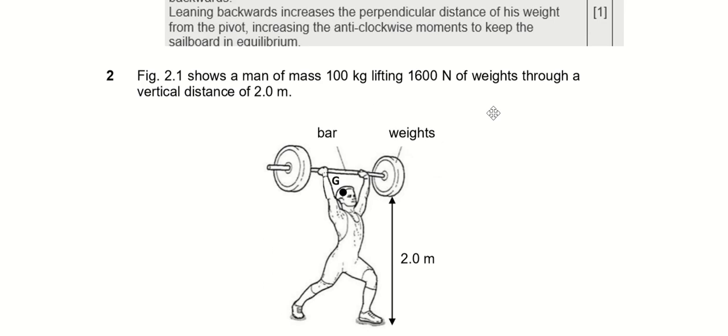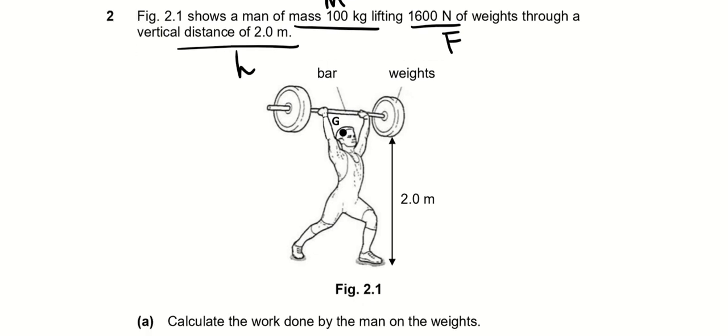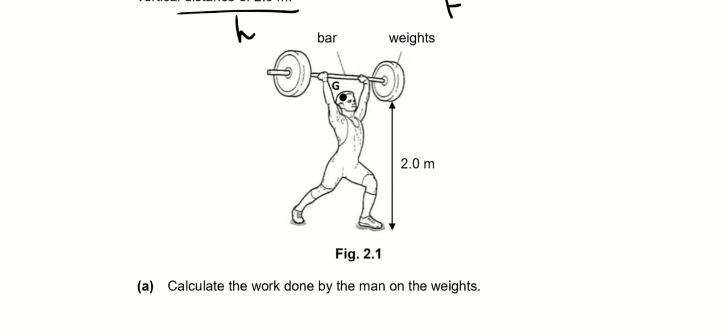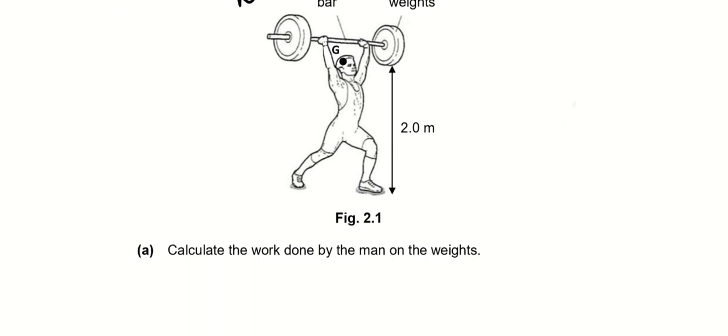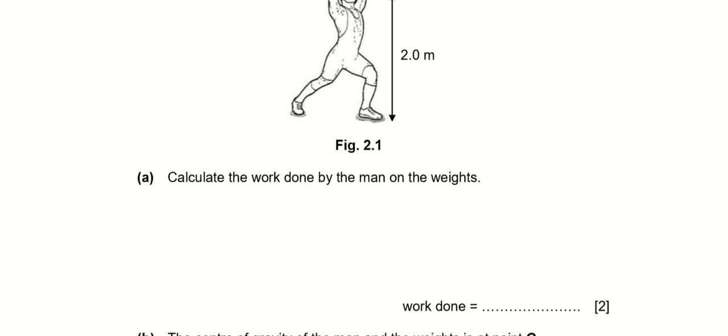Okay, question 2, it shows a man of mass 100 kg, so this is M, lifting 1600 newtons of weight through a vertical distance of 2 meters. So this is the force that he needs to exert, and this is the vertical height that he needs to move the weight up. So calculate the work done by the man on the weights.